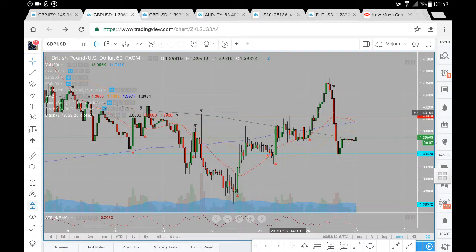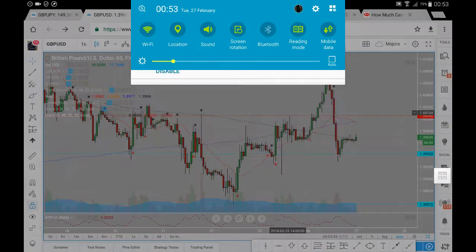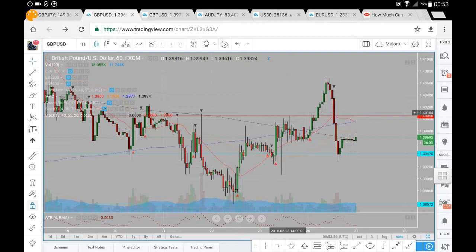So this is the pound dollar analysis for Tuesday, 27th of February. Now, let's just have a look at what happened to price and where price is likely to go. So we had price come down here towards the 138.57. I've just put it on the charts because it's the most recent swing low in the market.